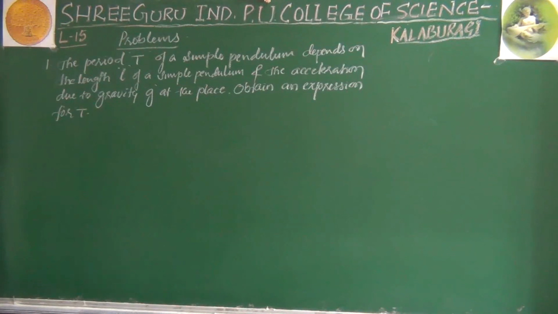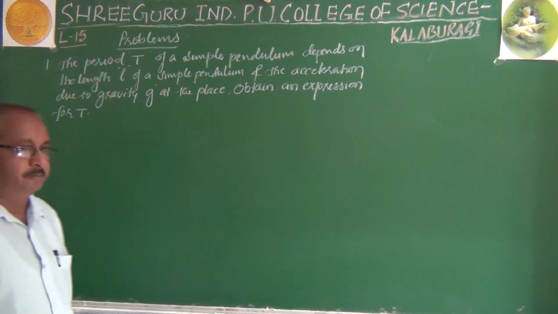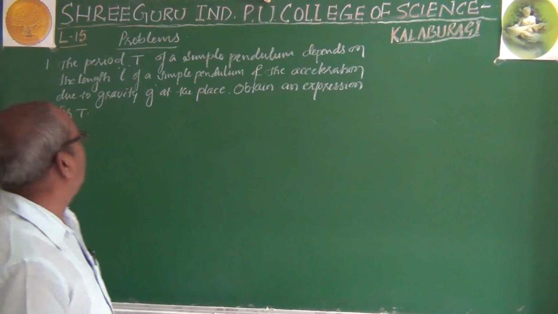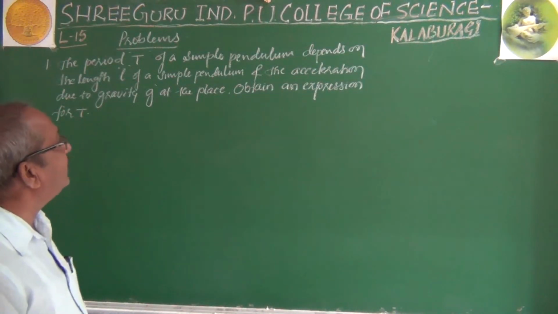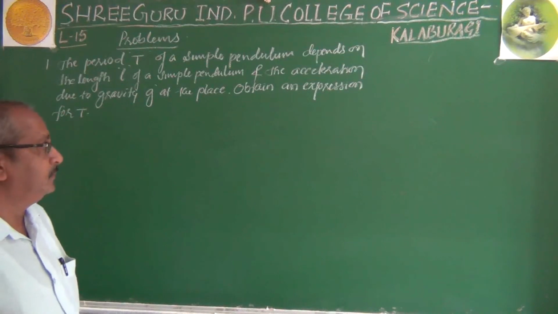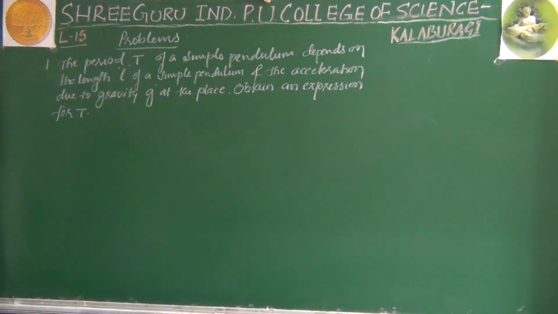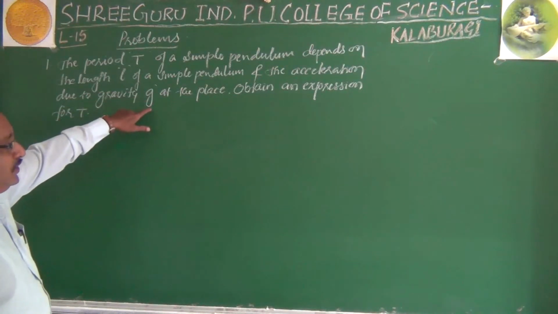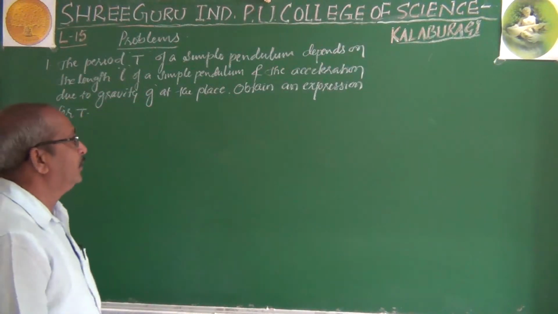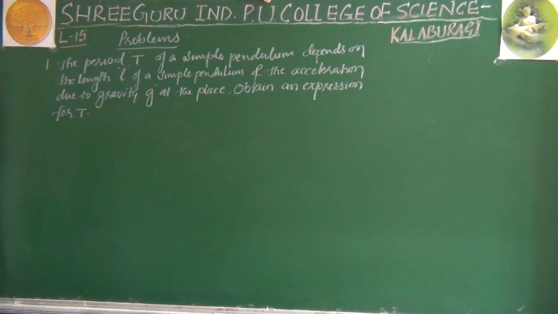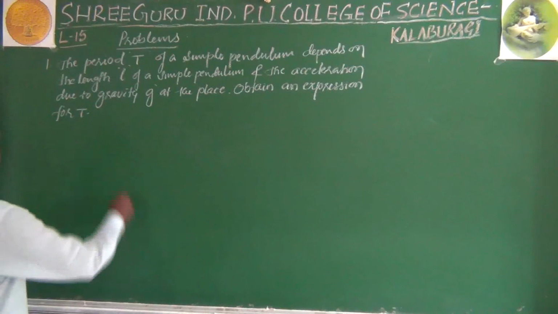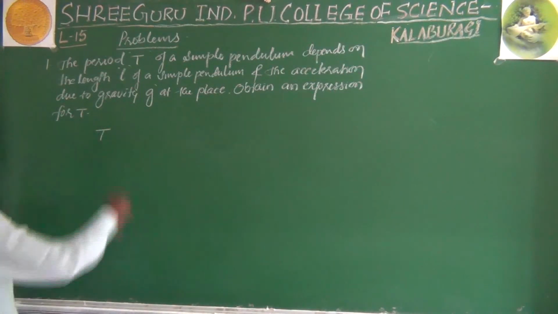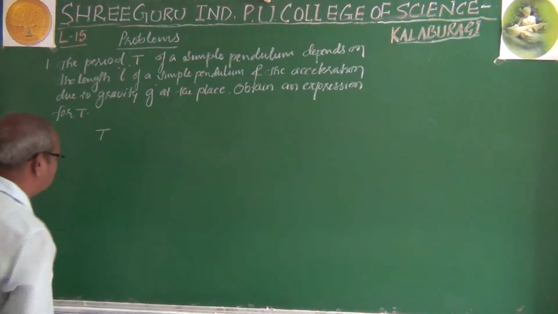So see here is the question. The period T of a simple pendulum depends on the length L of the simple pendulum and the acceleration due to gravity at the place. So we have to get the relation for time period, which depends on length and acceleration due to gravity. So here is the time period T of a simple pendulum, which depends on one, the length, and another, the acceleration due to gravity.